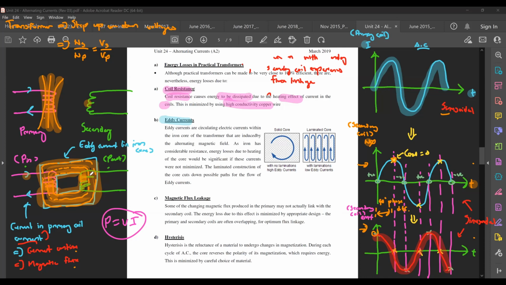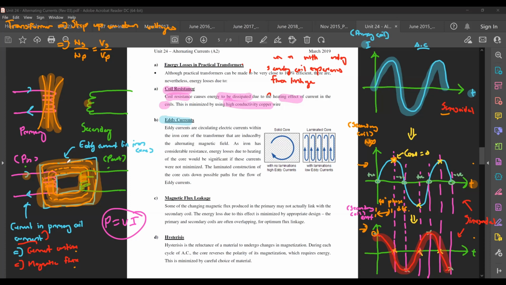Now, at the same time, notice that your magnetic flux is also passing through your iron core. It is linking with the secondary coil, that's correct, but at the same time, it's also passing through your iron core. So as your magnetic flux changes, the magnetic flux through your iron core is also changing. Your iron core is experiencing changes in flux linkage. Therefore, you would have induced EMF, and also induced current, right? So that is what we call eddy current. Eddy current here more specifically refers to the current induced inside the iron core of your transformer.